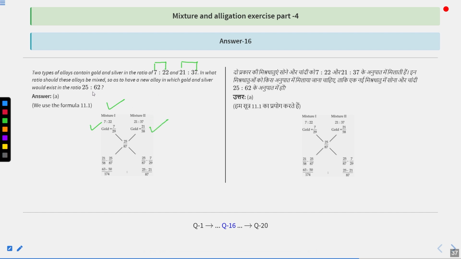Now the question says when we mix them, the ratio should be 25:62. So the average becomes 25 upon 87. When we add 25 plus 62 it becomes 87. Out of 87, 25 is gold. So we just need to calculate this and we get the required ratio, which is 13:8. A is the correct answer. Next one.